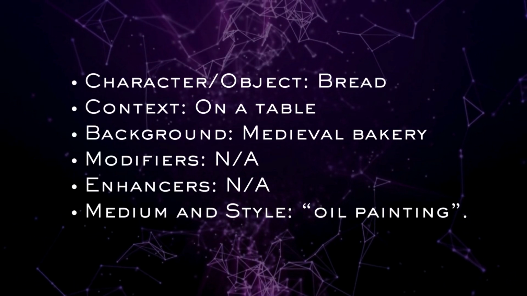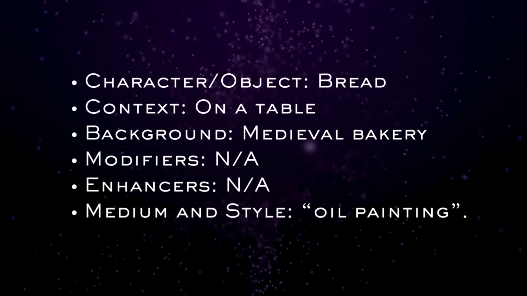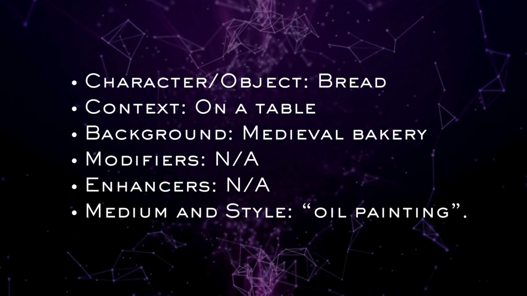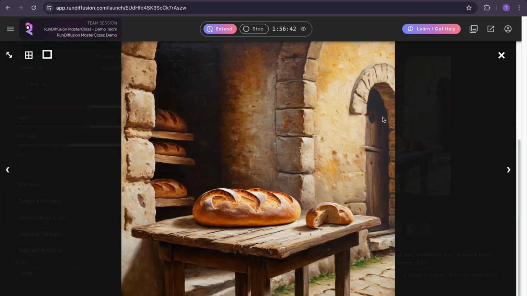For the style, in Fooocus, we check a box to choose a style, but in Automatic1111, we type in our style. In this case, we'll say oil painting. So our prompt is simple: bread on a table in front of a medieval bakery, oil painting. Let's generate. So this image looks great. We've got bread clearly fresh out of like a natural brick oven here in the side. It's got more of a painting feel, doesn't feel photorealistic. So we've accomplished our goal.